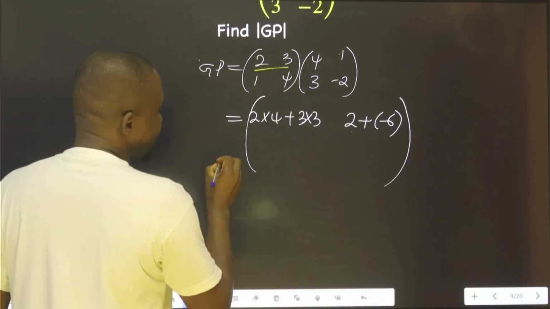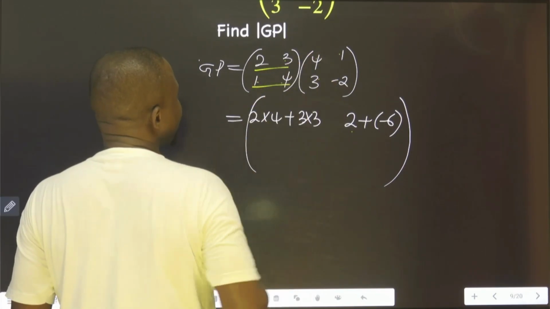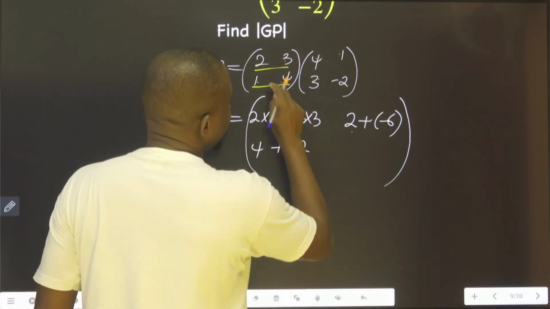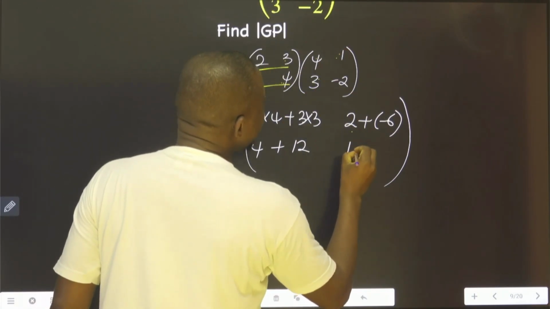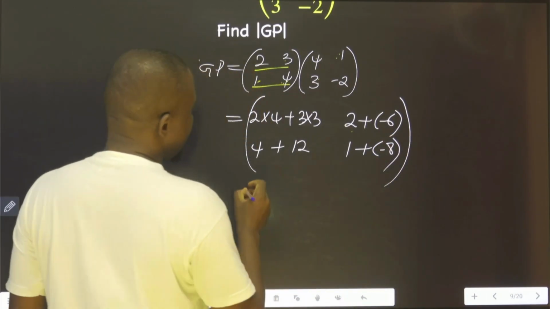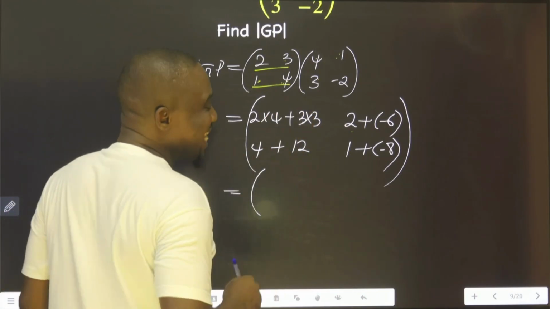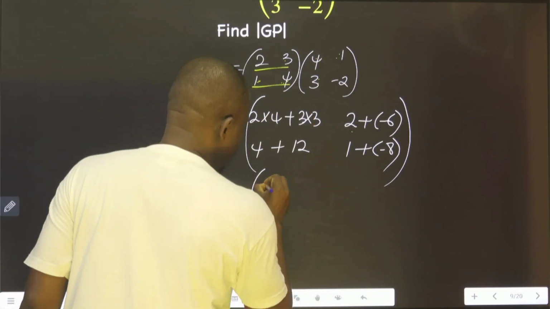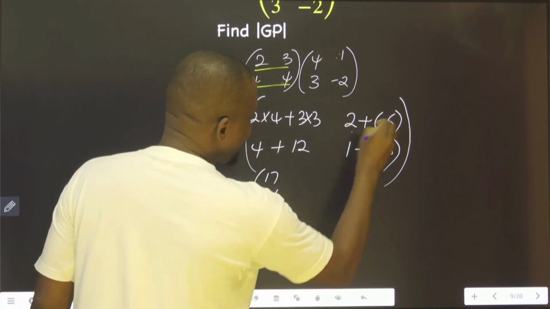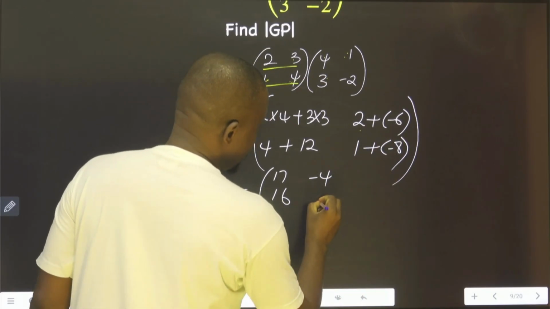The next one is this now. This into this, this into this. That is, this multiplied by this is 4 plus this multiplied by this is 12. This is 1 plus this is minus 8. This will produce 8. This will produce 9. 9 plus 8 is what? 17. This will produce 16. This will produce minus 4. This will produce minus 7.